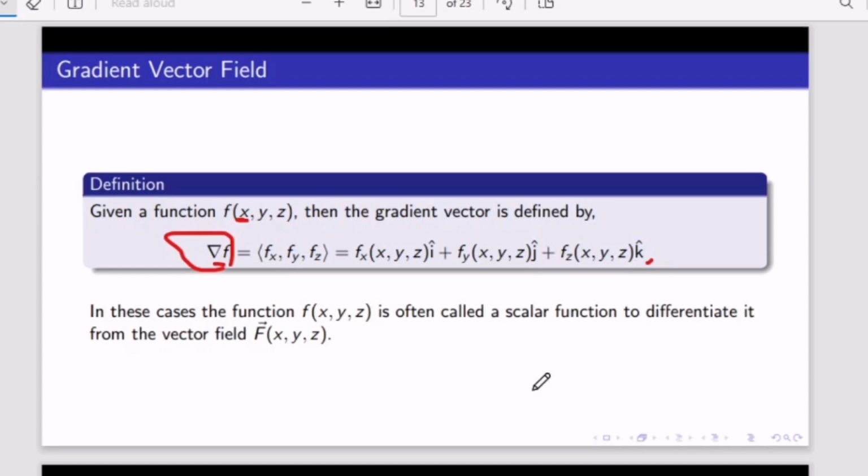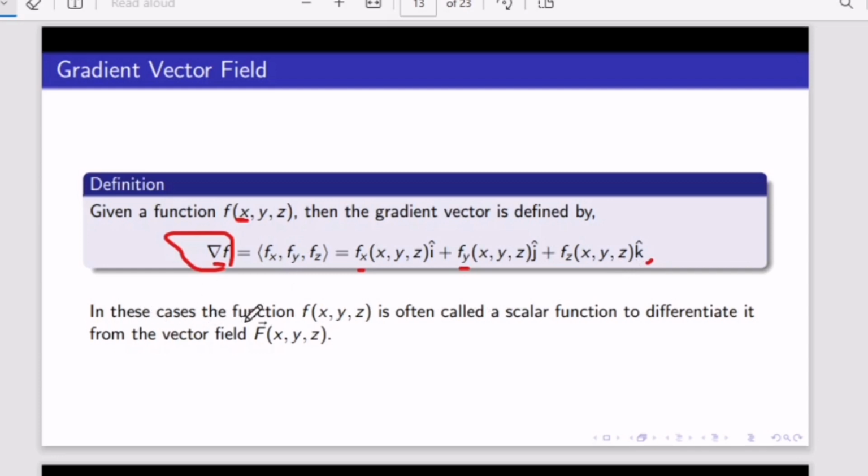Note that the variables can be 2 or 3. When there are 2 variables, you only get the partial derivatives with respect to x and y, so you get i and j. The gradient vector will be the partial derivative with respect to x, comma, the partial derivative with respect to y. In the 3 variable case, you also get a k.